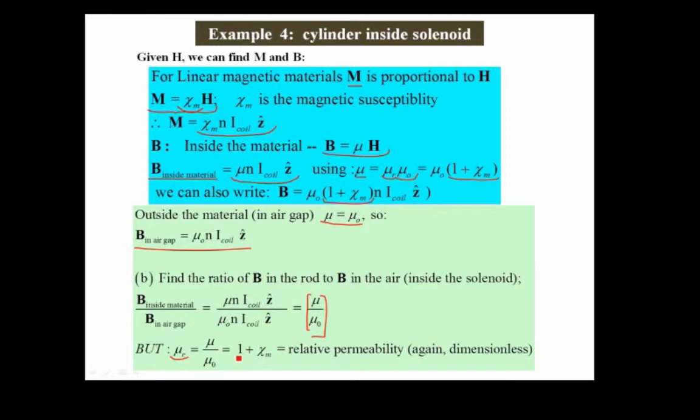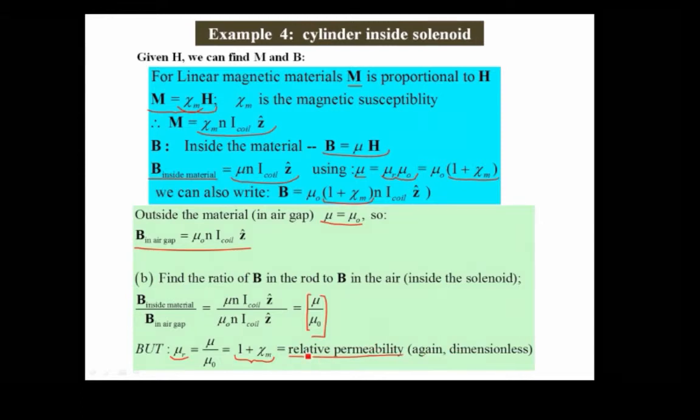If you then take the susceptibility version of mu sub r, which is 1 plus chi sub m, then both expressions are the relative permeability, which we know is a dimensionless quantity. So that simplifies the ratio of B inside the material to B in the air gap, which is given by this quantity here. And don't forget that B outside the solenoid is equal to 0.